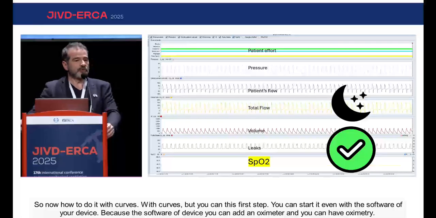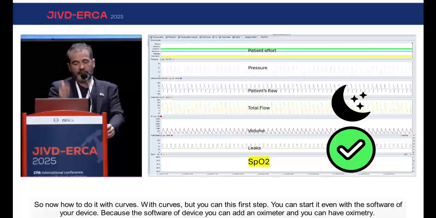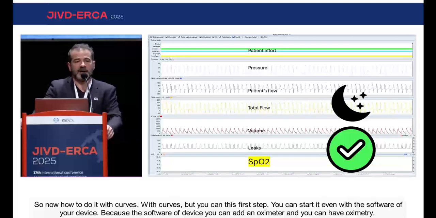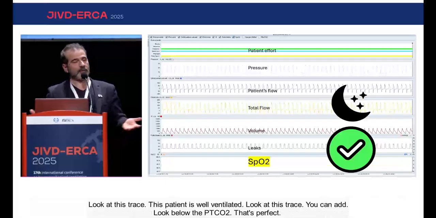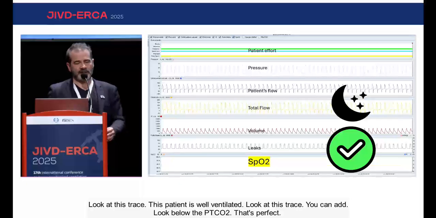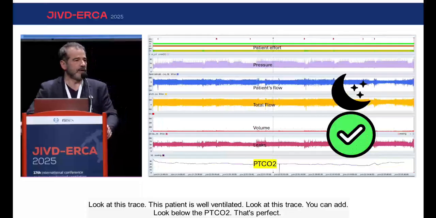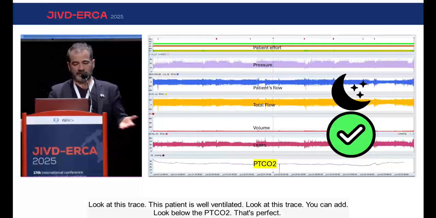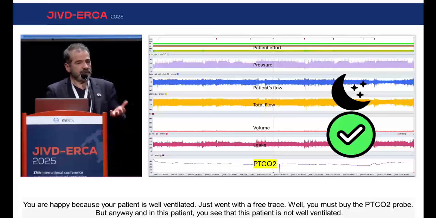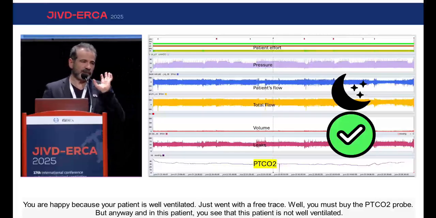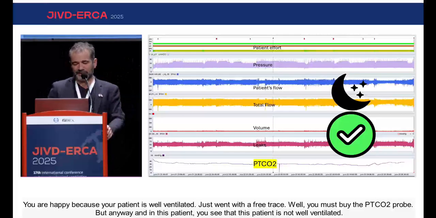So now, how to do it with curves? With curves, but this first step, you can start it even with the software of your device. Because with the software of the device, you can add an oximeter and you can have oximetry. Look at this trace. This patient is well ventilated. Look at this trace. You can add, look below, the PtcCO2. That's perfect. You are happy because your patient is well ventilated. Well, you must buy the PtcCO2 probe, but anyway.